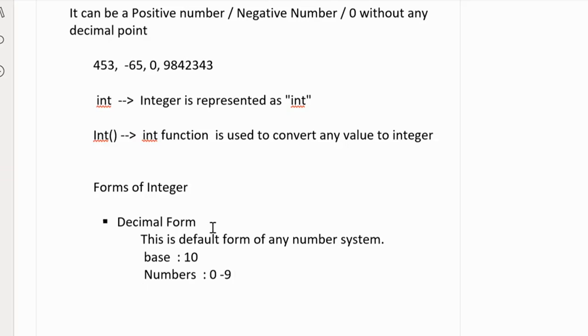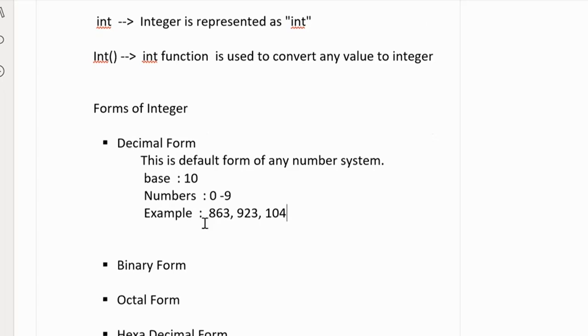Decimal form is the default form, it has base 10, and the numbers which are used inside it are 0 to 9. Examples of the decimal form are any number you take, like 863, or 923, or 1001, 24. All these things come under the decimal form only.